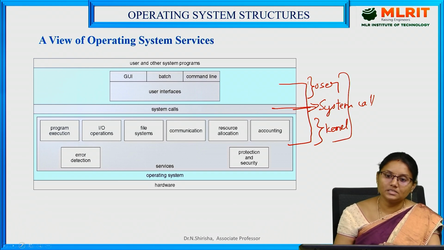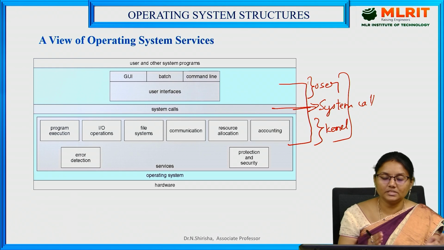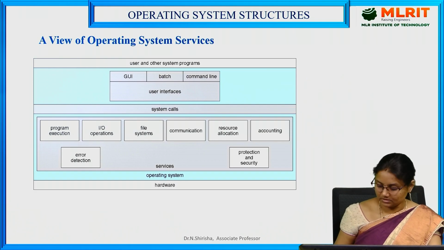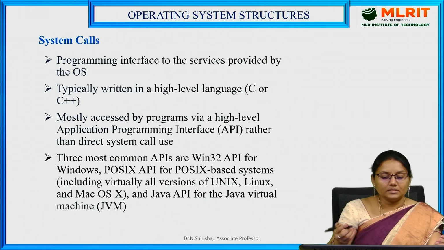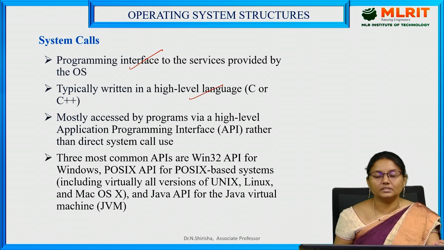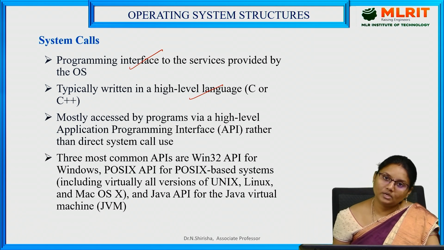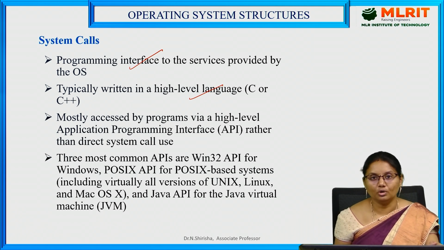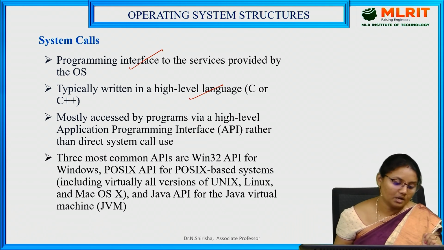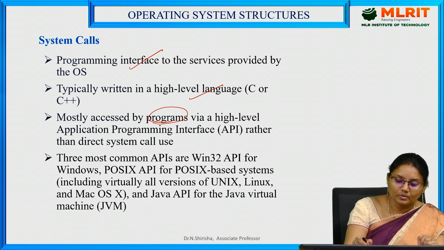That varies from work to work. Whatever operations you are doing, based upon the operations, the system call has different types that we'll discuss. So it's a programming interface service provided by the OS, and obviously it is written in a high level language. We may perform this either in Linux or in Windows operating system. Also, system calls are used to provide the services by the OS to the user, mostly accessed by programs via high-level application programming interfaces, that is APIs.